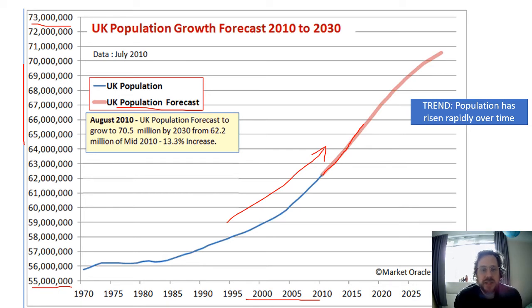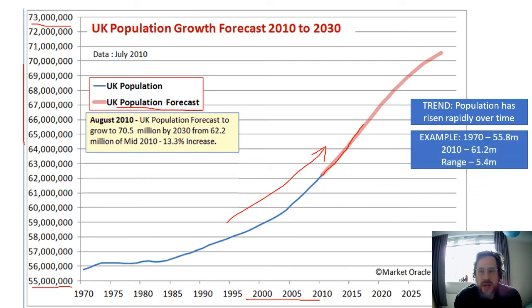But then we need to give an example. So an example would be in 1970, I can see that the population was about 55.8 million people, and by 2010 the population was about 61.2 million people. That gives us a range of 5.4 million people. So the population has grown by 5.4 million people over those 40 years. But that's not quite enough.